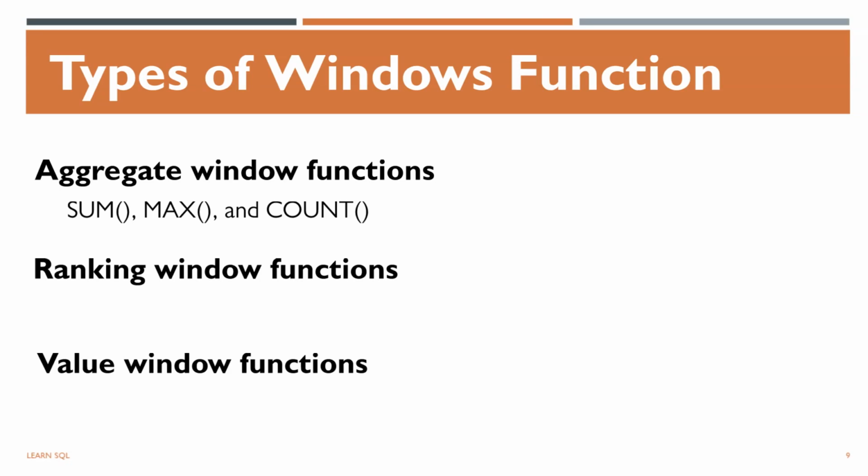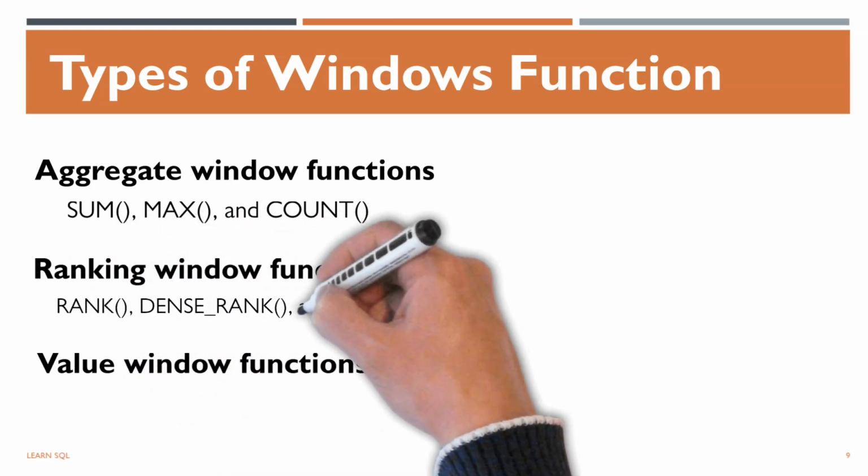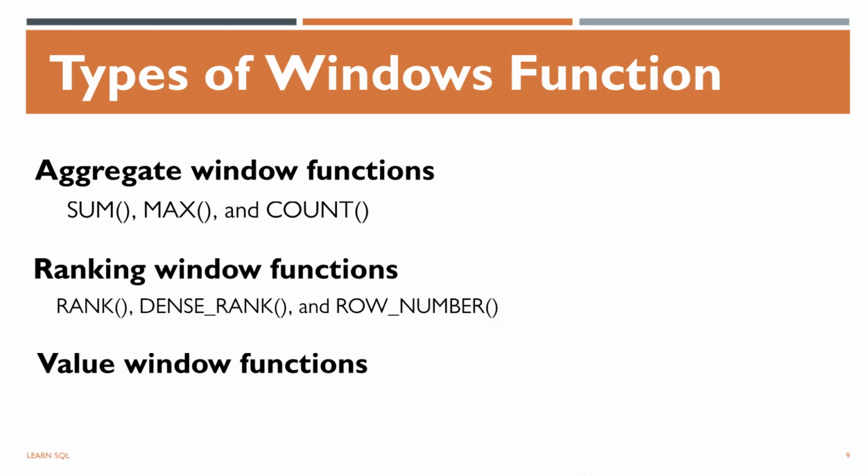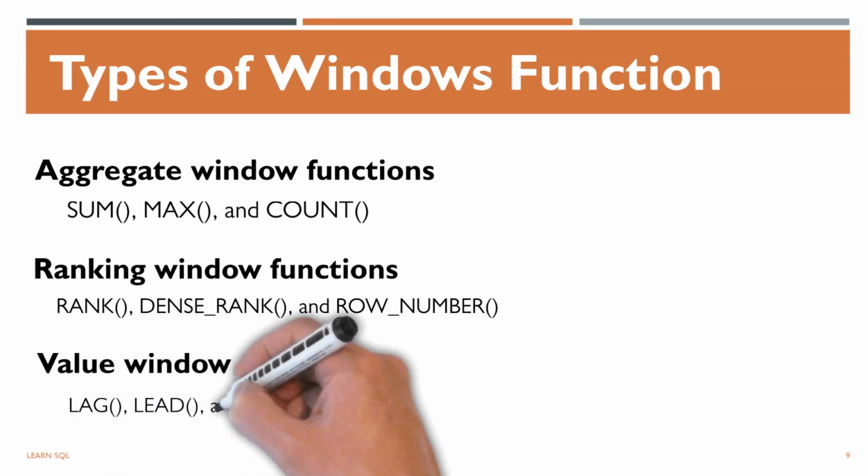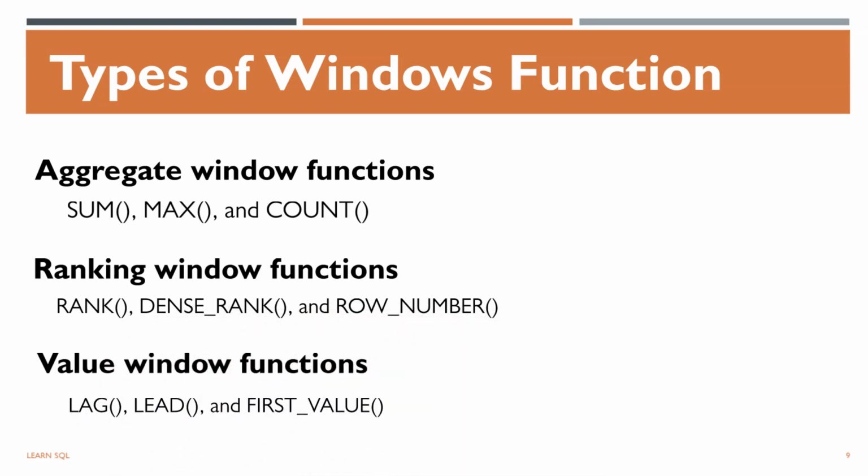Now the ranking window functions, as the name suggests, are used to rank rows in a window. They include rank, dense rank, row number, and others. Now value functions are like aggregate functions in that they perform operations in a window, but they are different from aggregate functions. They include things like lead, lag, first value, and others. We'll see their usefulness later on in this section.